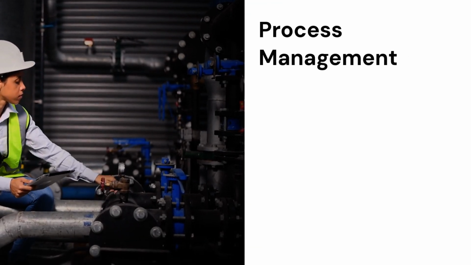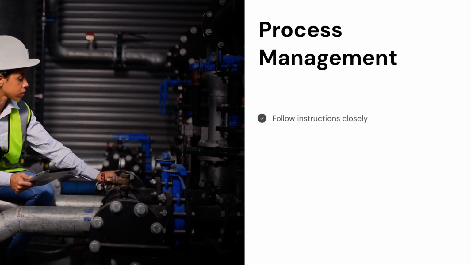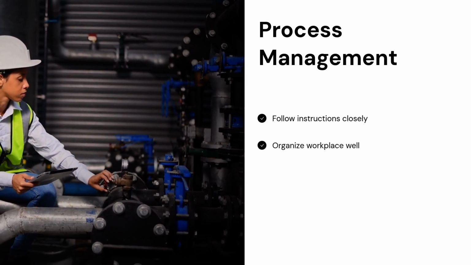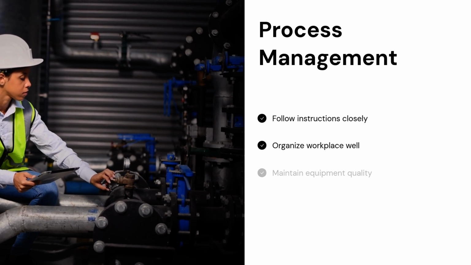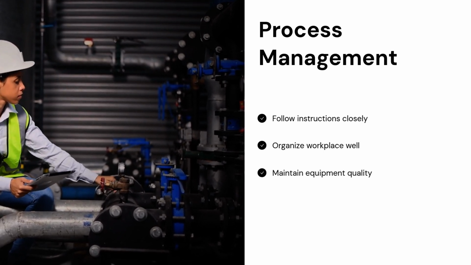Process adherence ensures operators follow instructions. Workplace organization is key for safety and efficiency. Equipment condition impacts production quality. Product quality checks prevent defects. Safety and compliance are crucial for employee protection.